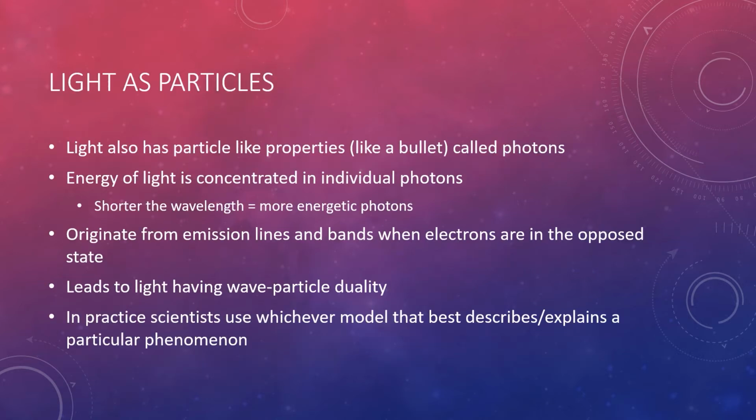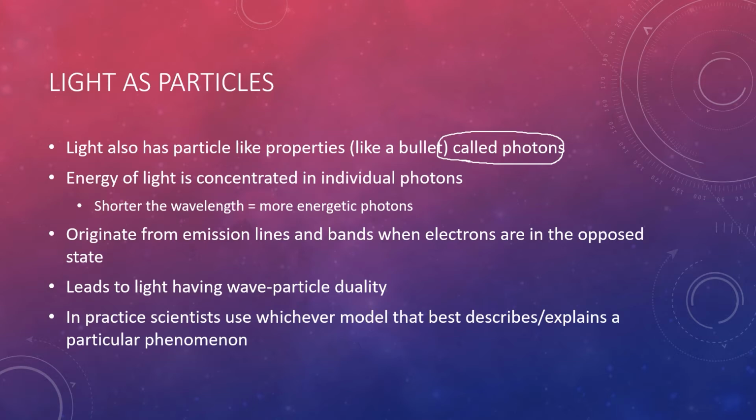Earlier we said light is a wave, but it also works as a particle because it has these discrete packets. Light has a property that acts like a bullet, and we call it a photon. These little bullets are constantly firing. The energy of light is concentrated in individual photons. So the shorter the wavelength, the more energetic the photons, the more they're bouncing around. This originates from emission lines and bands, when electrons are no longer drifting freely but attached to atoms.